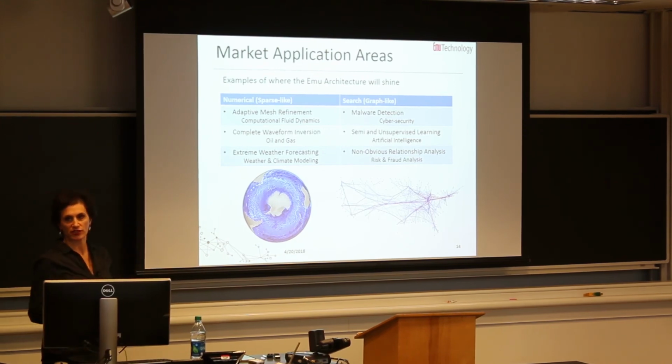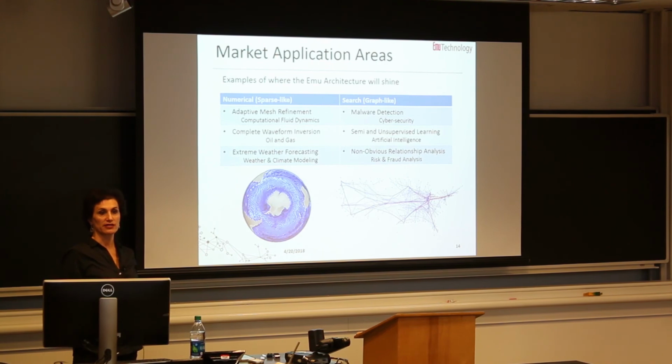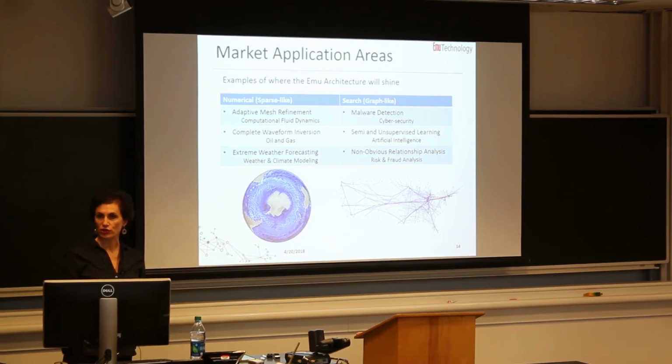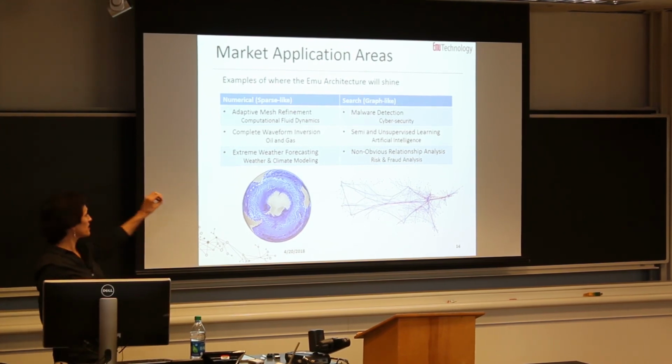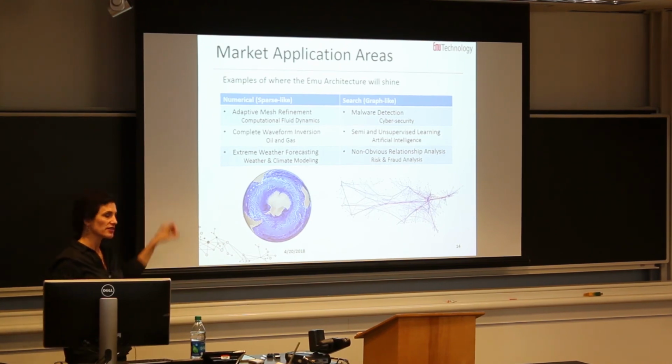Cybersecurity, malware detection, right? That's huge. Unsupervised learning in the AI world. We think it'll play nicely there. Non-obvious relationship analysis, processing your social networks or looking for relationships in documents, etc. Weather forecasting, oil and gas, fluid dynamics. Again, some of these, we think they'll be great because they're graph-like. Some of them we think they'll be great because they're sparse. Somewhere in there is a really sweet spot for us. And as I mentioned, we've just started.